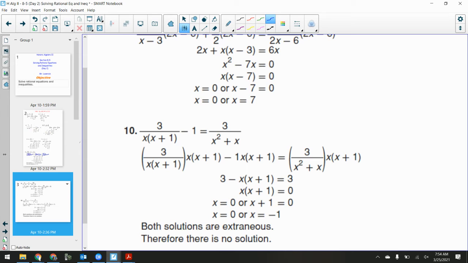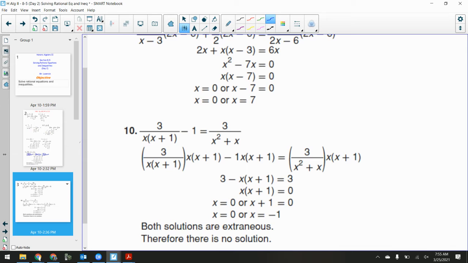Remember that whenever you get it down to something that's quadratic, that's when you have to either factor or complete the square or use the quadratic formula, whatever, to find the solutions. And most often, extraneous solutions arise when it's a quadratic, when you solve these rational expressions by using some sort of quadratic method.